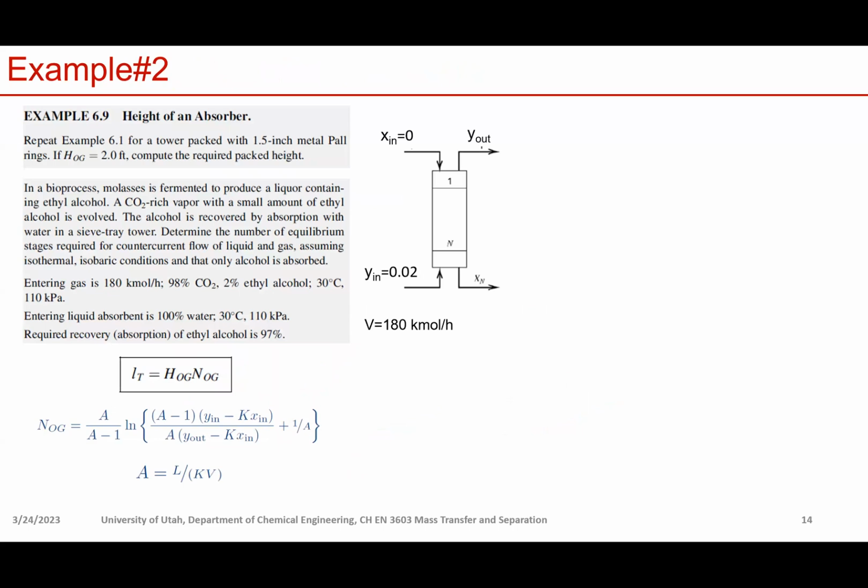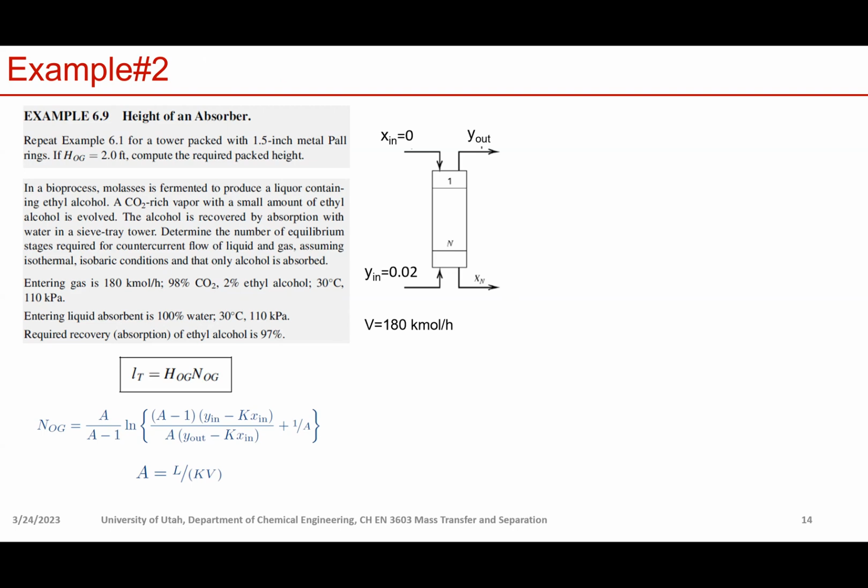Now let's look at one example. How do we apply the concepts we just learned to compute the required packed height? Here, it's the same problem as example 6.1, in which we are trying to design an absorption column to recover ethanol from a gas phase, with CO2 as a carrier gas. We've done this with a tray tower, and it turns out we need 6.1 stages to achieve the desired separation outcome. Now let's say we are trying to do this whole separation with a packed tower. What is the required packed height?